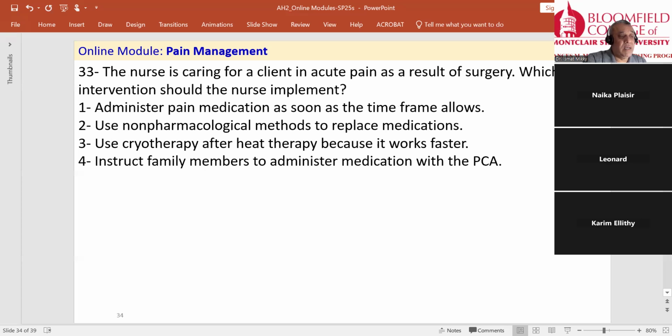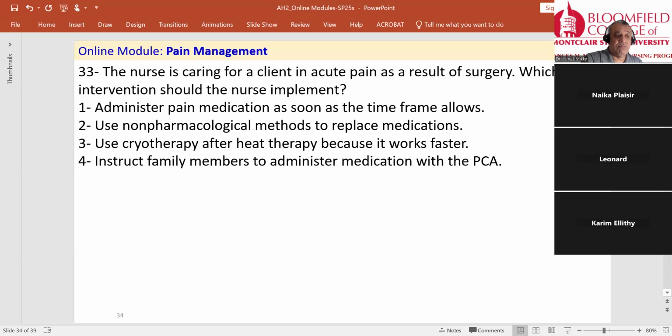So 33, it's a nurse caring for a client in acute pain as a result of surgery. Which intervention should the nurse implement? In this case, the answer should be administer pain medication as soon as the time frame allows. That is the classic, traditional way: when pain medication is prescribed PRN, then it should be given.